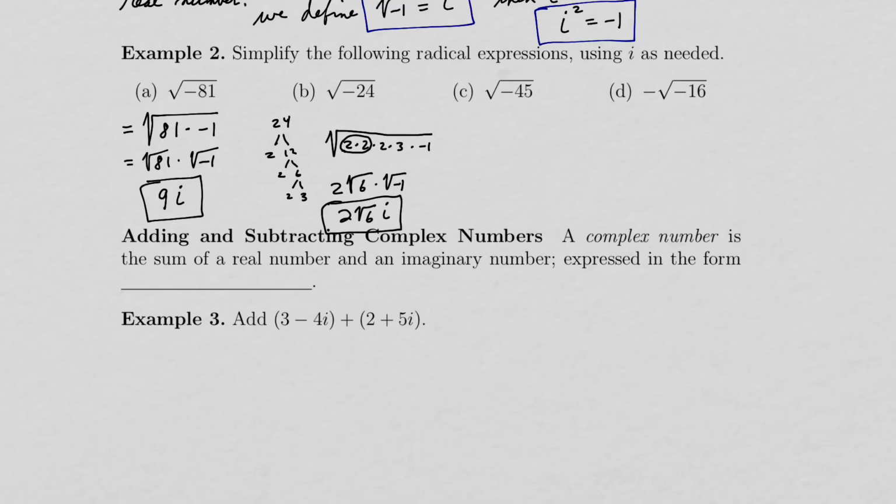Okay, what about square root of -45? So 45 factors into 3 times 15, 3 times 5. So this is really 3 times 3 times 5 times -1. So the 3's come out as a single 3. I still have a radical 5, and then the radical -1 is going to be my i.